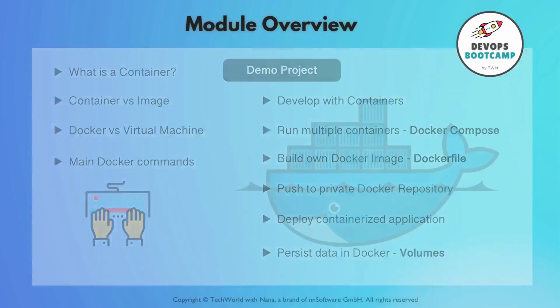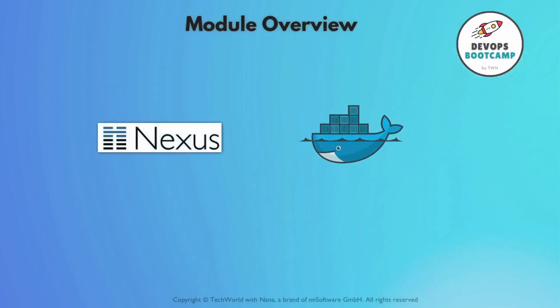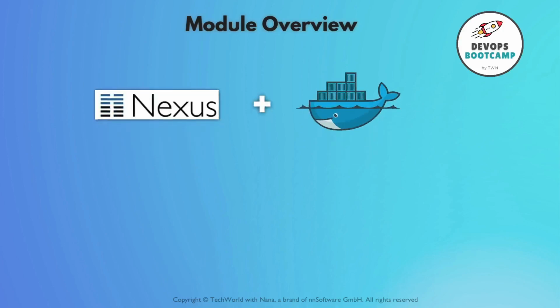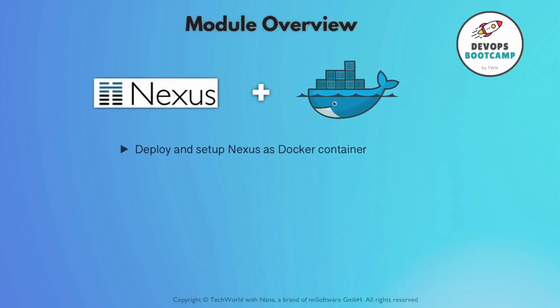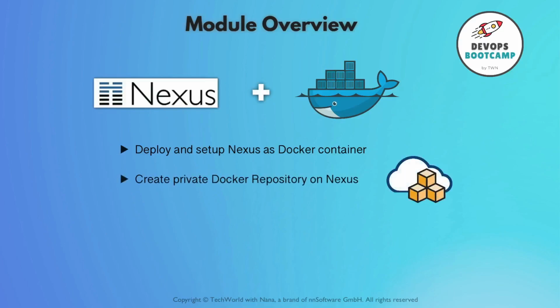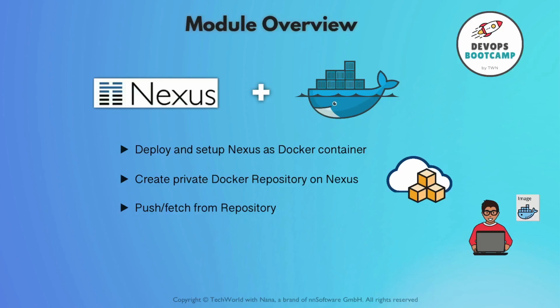After that, based on the knowledge from the previous module about Nexus Repository Manager, we will see how to use Docker and Nexus in combination. So we will deploy and set up Nexus as a Docker container, as well as create our private Docker repository on Nexus and push and fetch our Docker images to that repository.